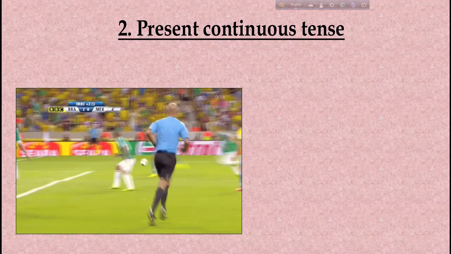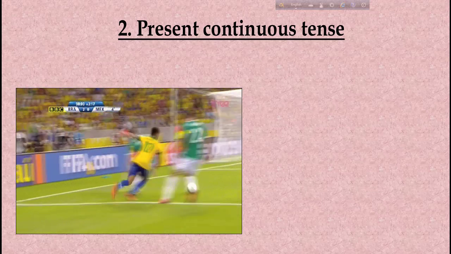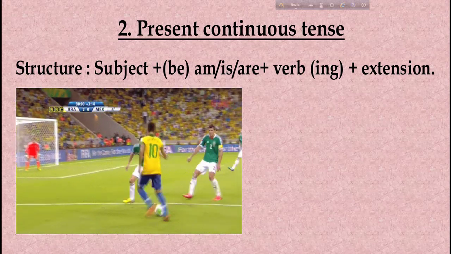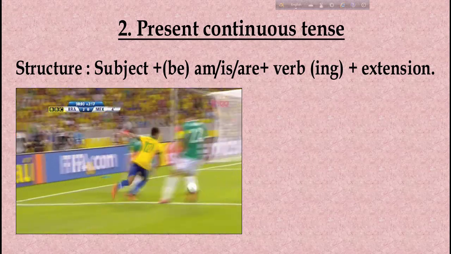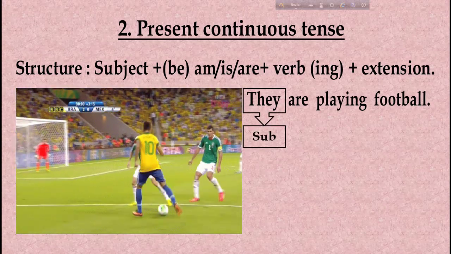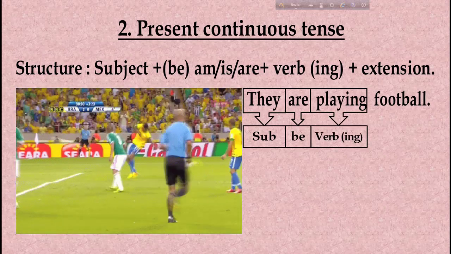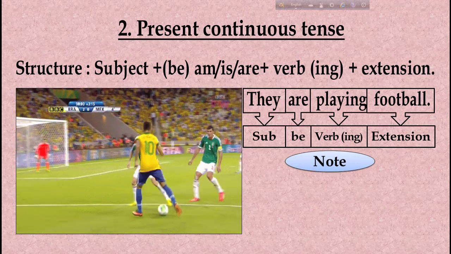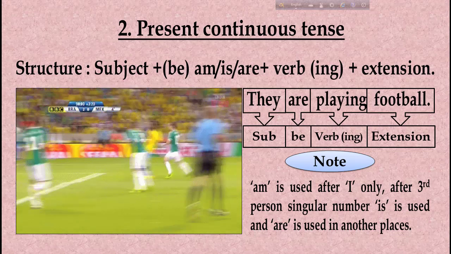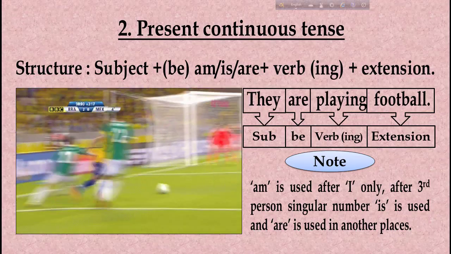In these pictures we can see a player going with a ball, playing football. Structure: subject plus be, am, is, are plus verb with ing plus extension. They are playing football. The subject they, be verb are, playing verb with ing, extension. Note: am is used after I only. After third person singular number is is used, and are is used in other places.